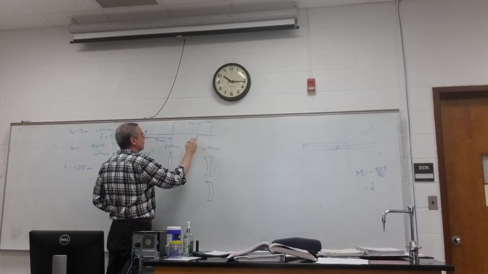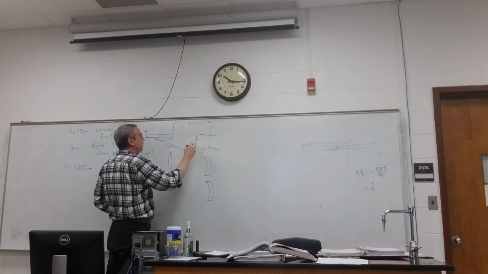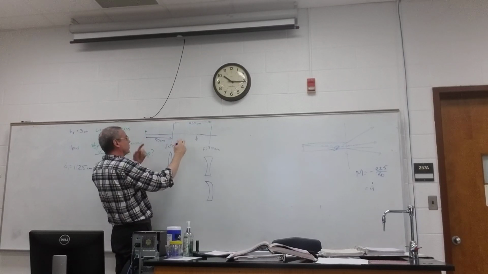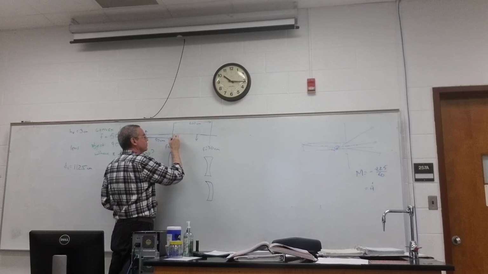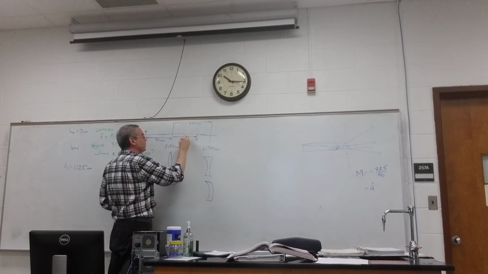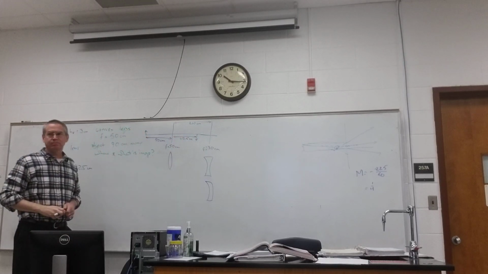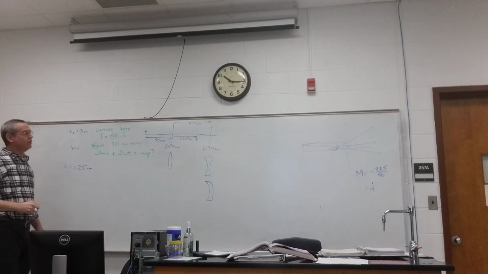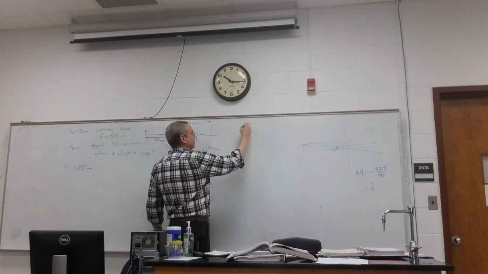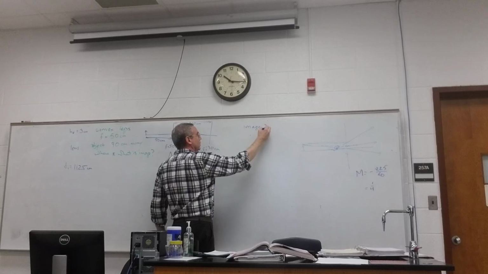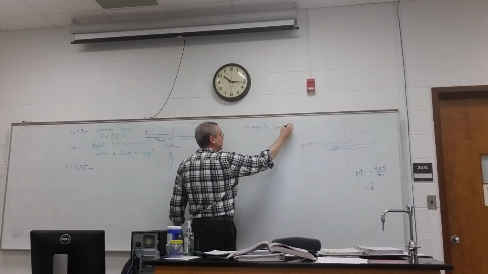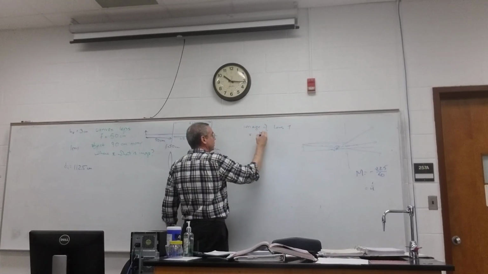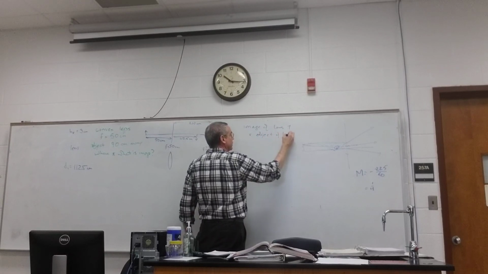So roughly there. And slightly bigger than what we started with. All right, so this is 112.5 centimeters. So the rule of thumb: image of lens 1 equals object of lens 2.